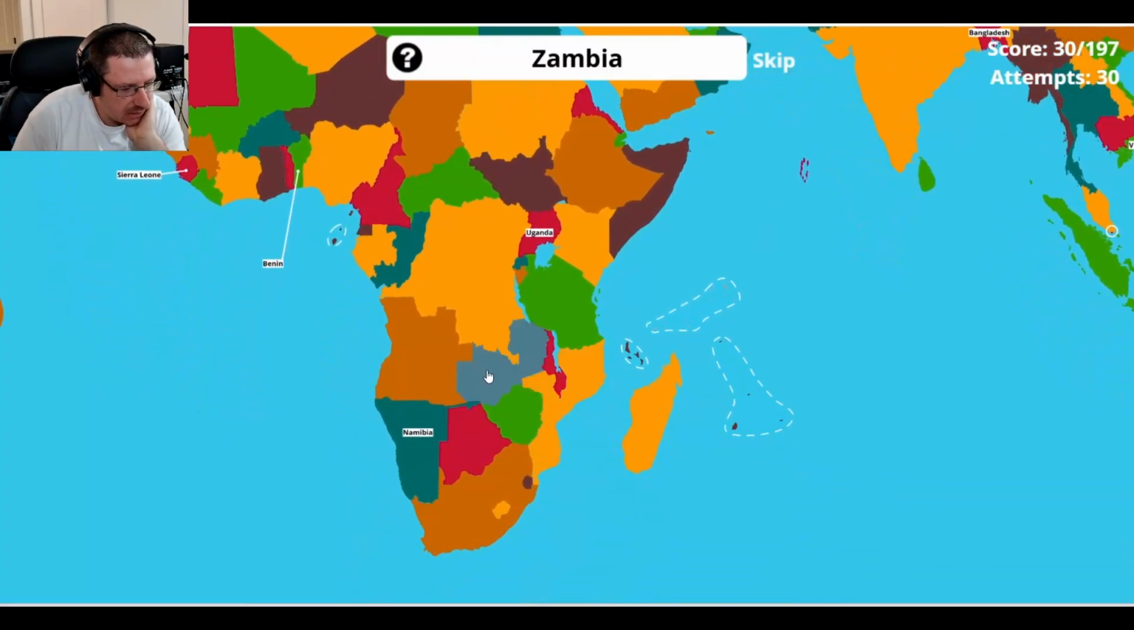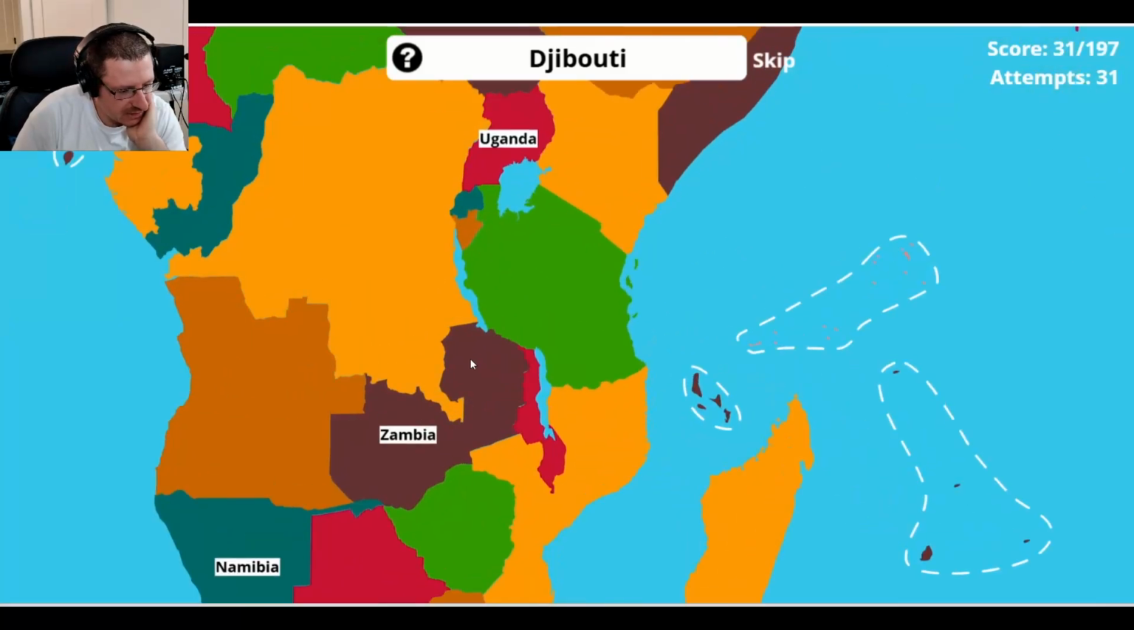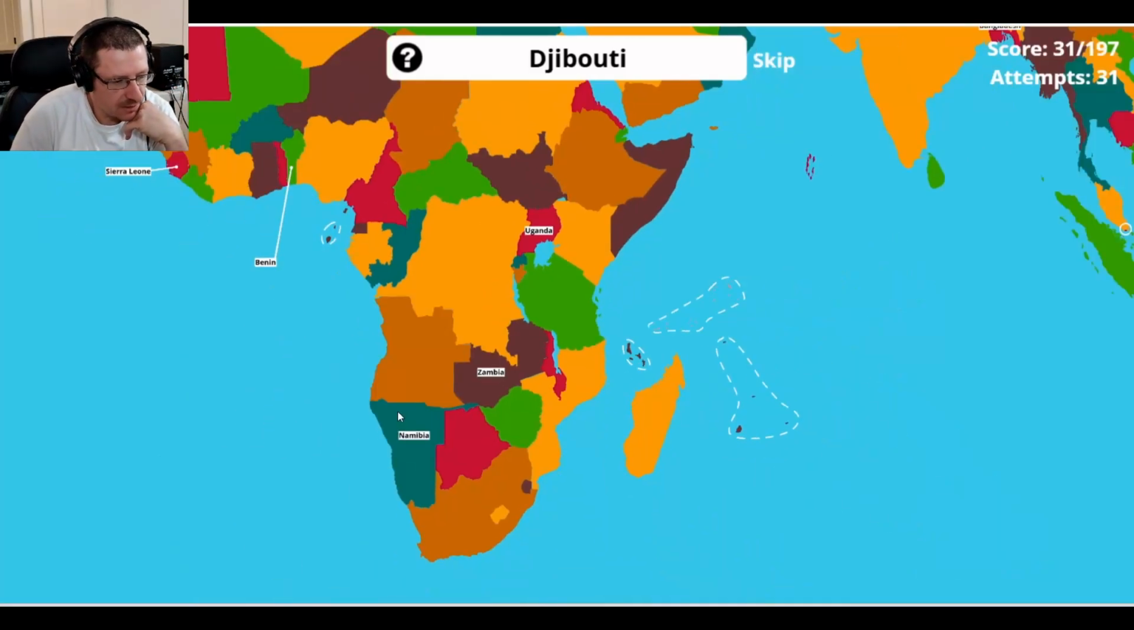Zambia is right here, and it has big copper deposits in Africa. Zambia looks a little bit like the Loch Ness Monster, like there's its head poking out of the water and there's its body. Zambia almost sounds like a monster name. That's how I remembered it.